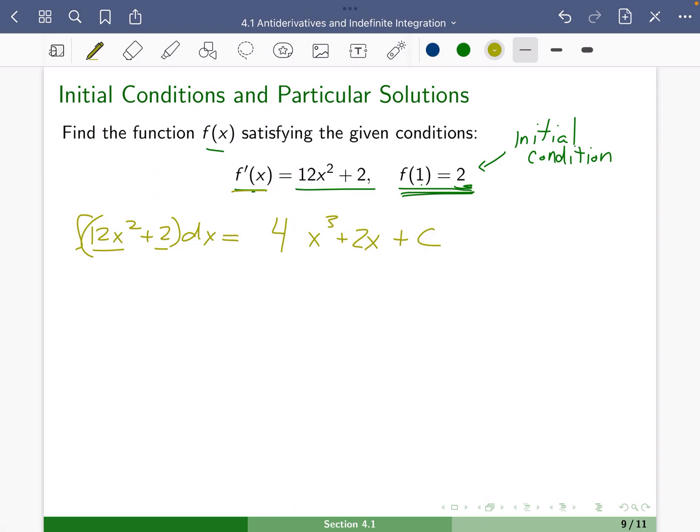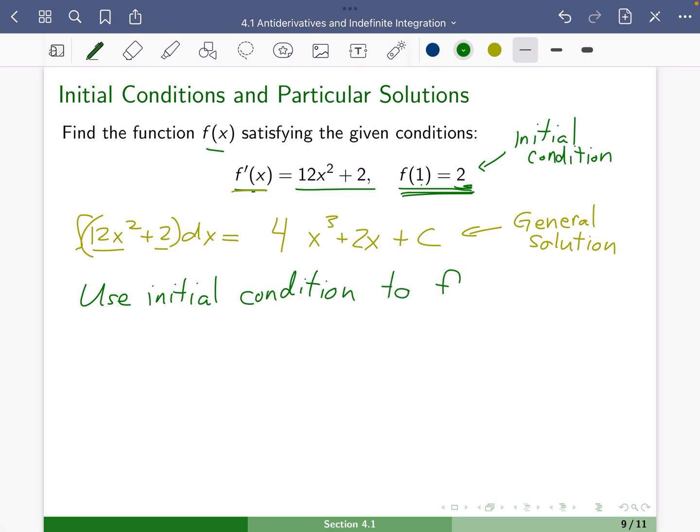Now I know I mentioned earlier that we don't want to have a plus c. We won't have that in our final answer. Right now, this is just a general solution. So what are we going to do? Let's use the initial condition to find c. Our initial condition tells us if we plug 1 into our function f, then the output should be 2. Well, right here, this is going to be our function f. We integrated f prime of x, so this is our function f.